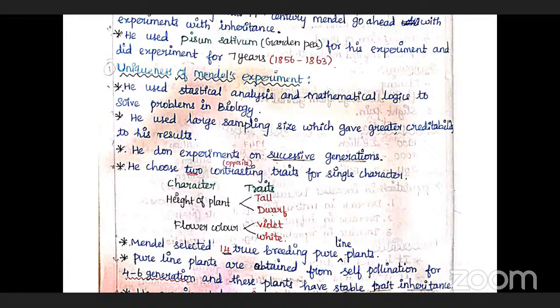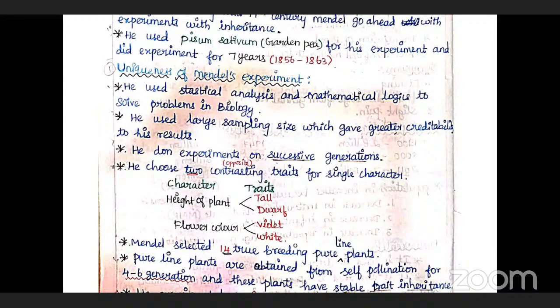He maintained a statistical record of the results. Mendel did so many experiments, and the results were maintained in a statistical way. That is also another reason for his success. He used a large sampling size.